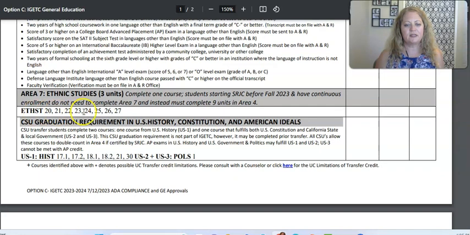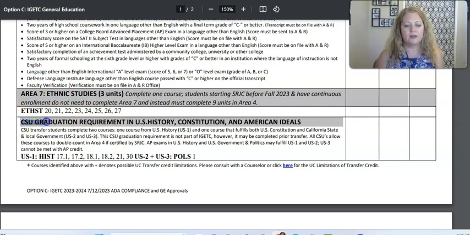Area 7 is the class that was added in fall of 2023, okay? And so this is one 3-unit class in ethnic studies. And so you take one of the ethnic study classes to meet that requirement.